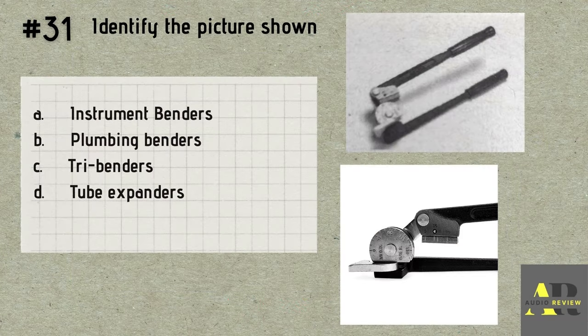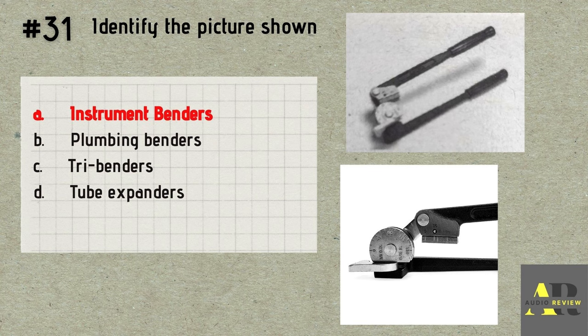Question 31. Identify the picture shown. Is it A. Instrument vendors, B. Plumbing vendors, C. Tri-benders, or D. Tube expanders? The answer? It's A. Instrument vendors. Designed for bending annealed copper, steel and stainless with a wall thickness less than or equal to 1.5 millimeters to a maximum of 180 degrees.